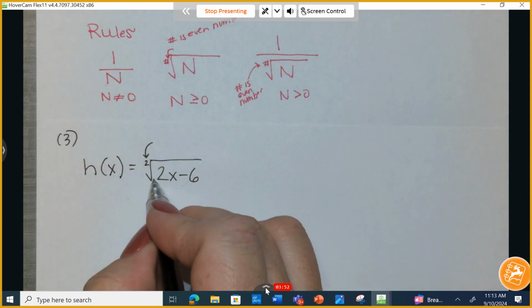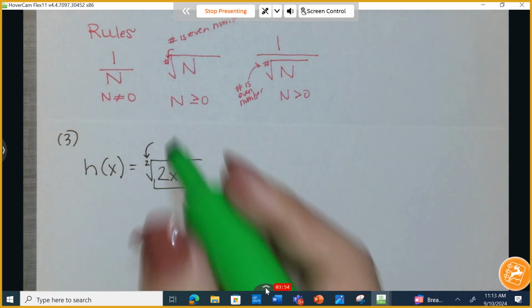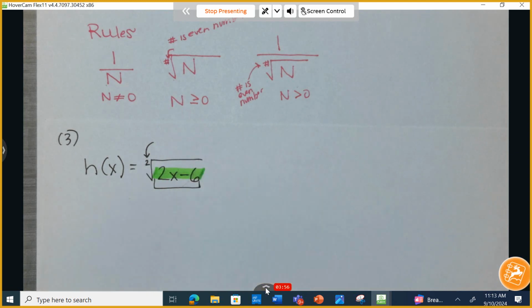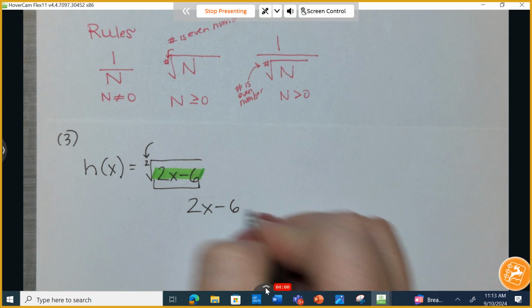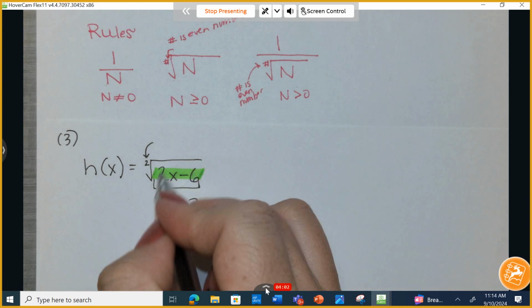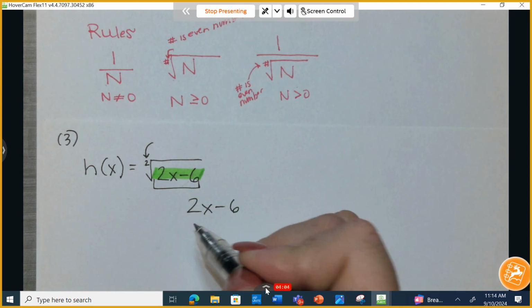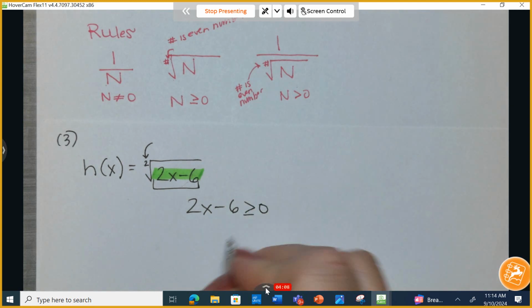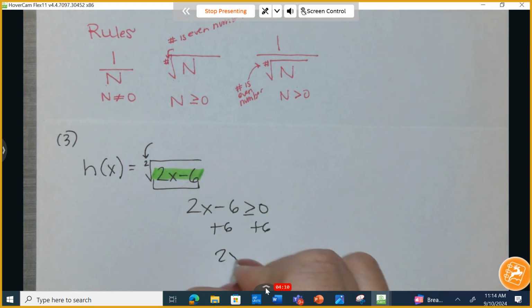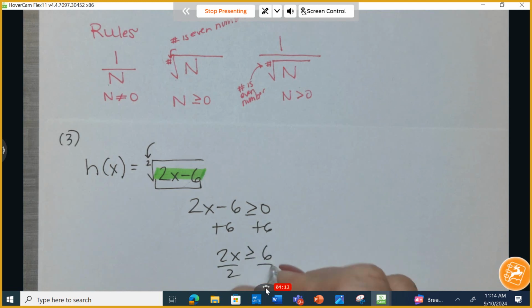It says that what is inside, and I'll highlight that inside, that value has to be greater than or equal to 0. And the reason for that is if it's not greater than or equal to 0, it would be a negative value. Taking the square root of a negative value doesn't give us a real answer. It gives us an imaginary answer. Okay, I'm going to add 6 to both sides. 2x is greater than or equal to 6, divide by 2, and I get x is greater than or equal to 3.